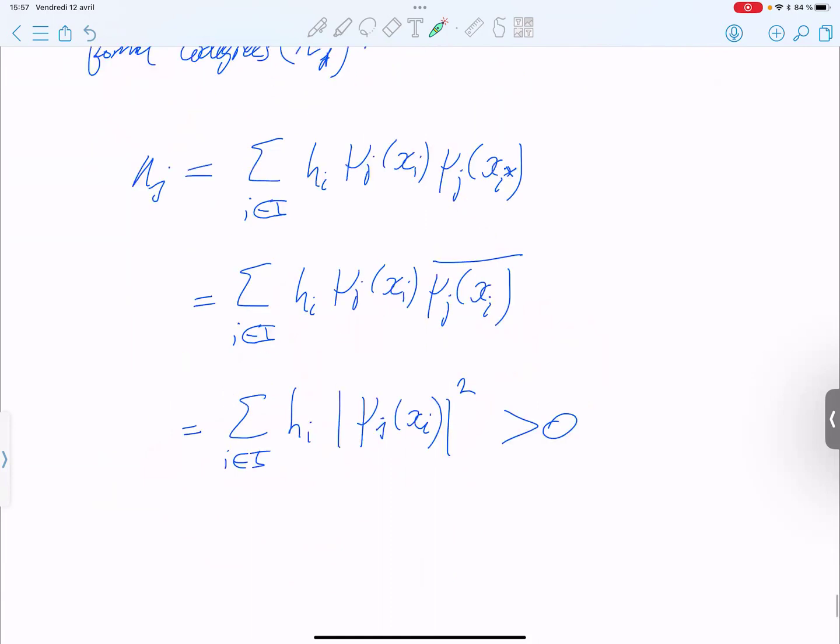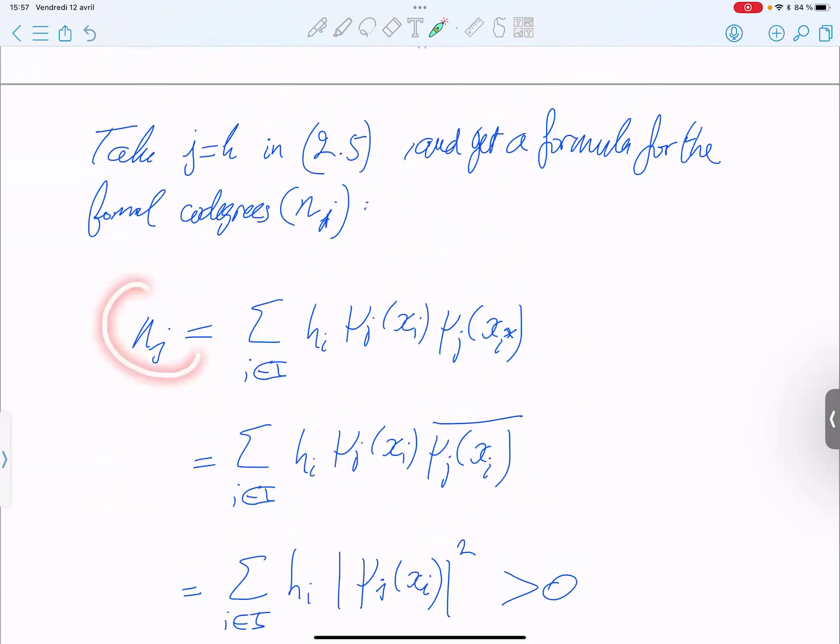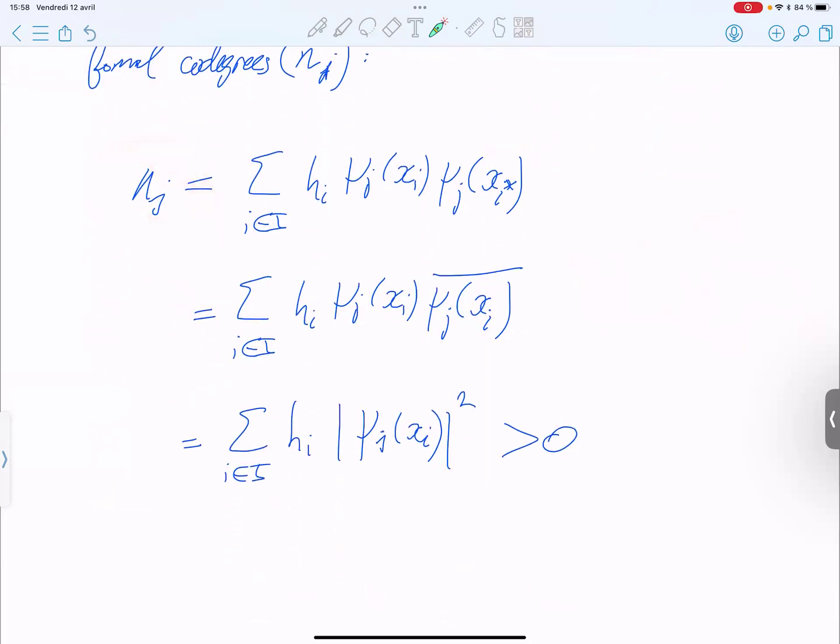We already know they are non-negative, they are non-zero. Remember, we said tau of f_i inverse n_i, they are non-zero. But now we know they are strictly positive. Okay.